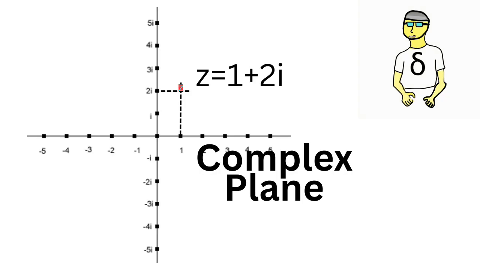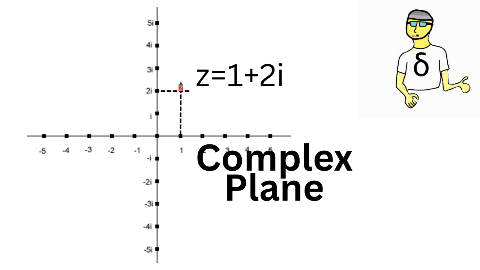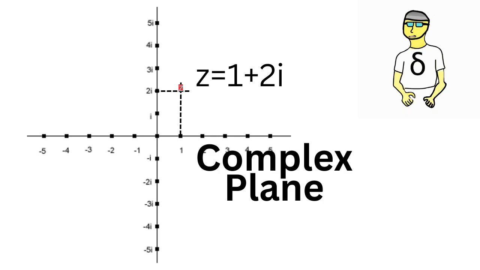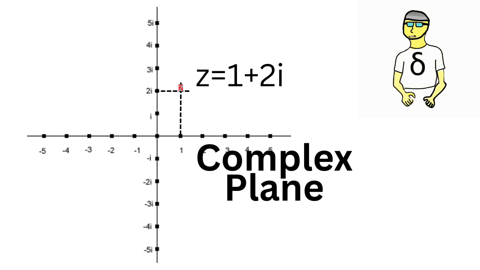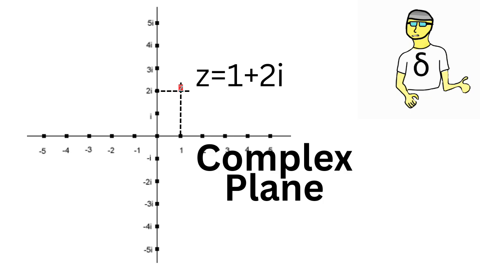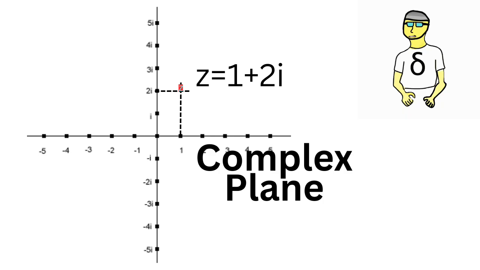Well, just like the real numbers can be represented on the real number line, complex numbers are represented on the complex plane. The complex plane is similar to the Cartesian plane we use in algebra, but here the x-axis represents the real part of the complex number and the y-axis represents the imaginary part of the complex number. In this complex plane, we can plot any complex number and the graphs of complex functions.